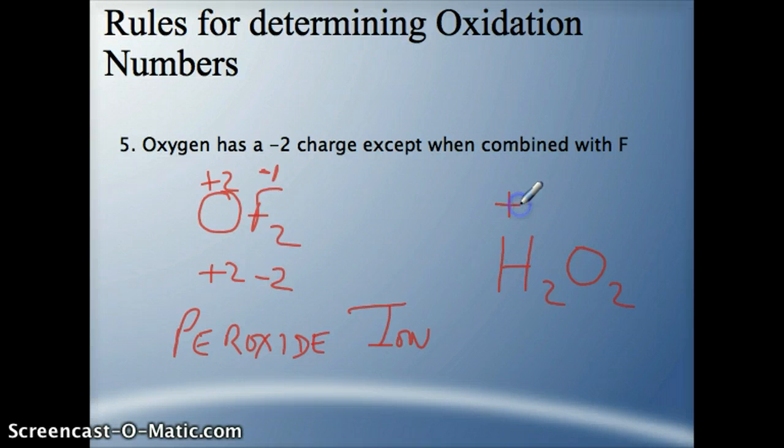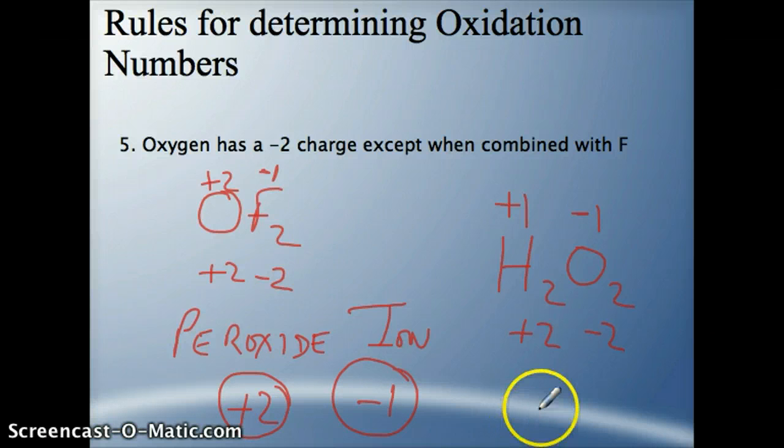Hydrogen is always +1. There's only one exception, which we'll talk about in just a second. Hydrogen is +1, so the total charge from hydrogen would be +2. So the total charge from oxygen must be -2. The -2 comes from 2 oxygens, so each oxygen is going to have a -1 charge. So as far as oxygen goes, there are 2 possible oxidation states. It can have +2 or -1, other than its standard -2 charge.